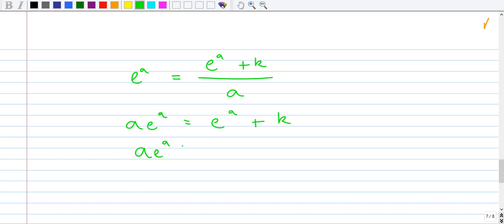If I let these two equal each other, I'll have e to the a equals e to the a plus k over a. Now I want to get k by itself. Multiply the a over and subtract e to the a. If you like, you could factorize it by taking e to the a out, but that wouldn't be necessary. This would be an acceptable answer here.